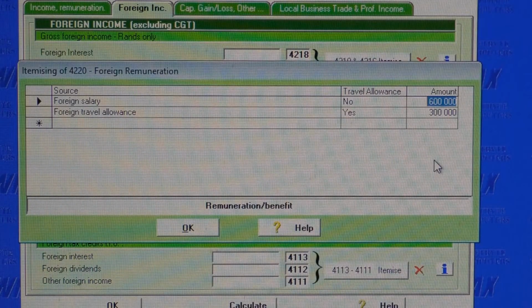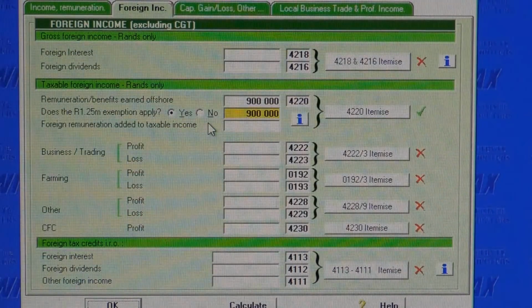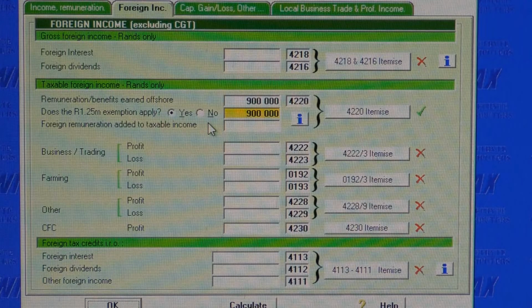Now, in this example, what I've done here is I've changed the foreign salary to 600,000 Rand, and I've left the foreign travel allowance at 300, so our total income is 900,000 Rand. The exemption still applies because this taxpayer worked out of the country for more than the 183-day period, but you can see the total remuneration is 900,000, which is far less than the 1.25 million. So the entire amount of remuneration, travel allowance, salary, everything is swallowed up by the exemption amount.